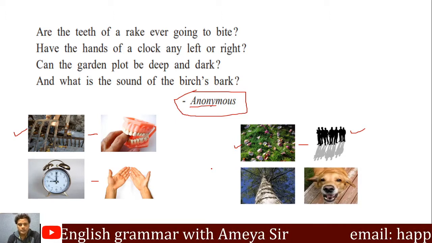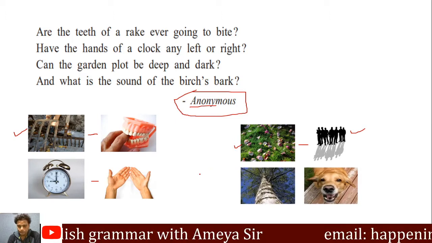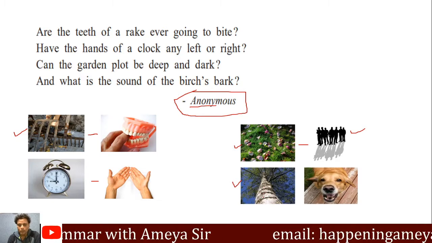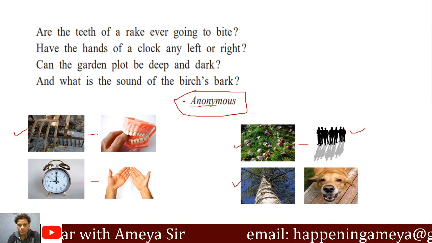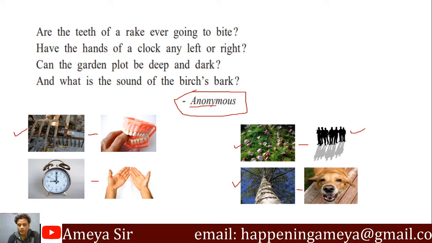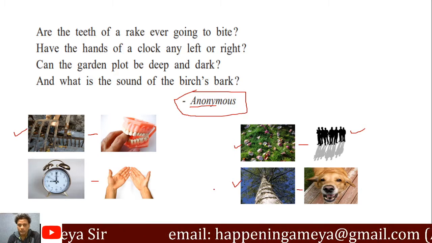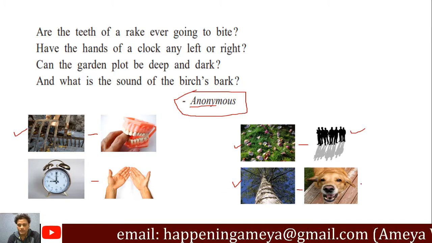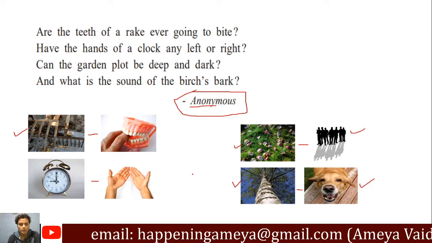And what is the sound of the bird's bark? Guys, this is the birch tree, and the outer body, the thick cover, is the bark. But obviously the poet's asking us what's the sound of that bark. So bark is the dog barking. So clearly the bird's bark is not going to make any sound. So he is trying to bring about a pun here.